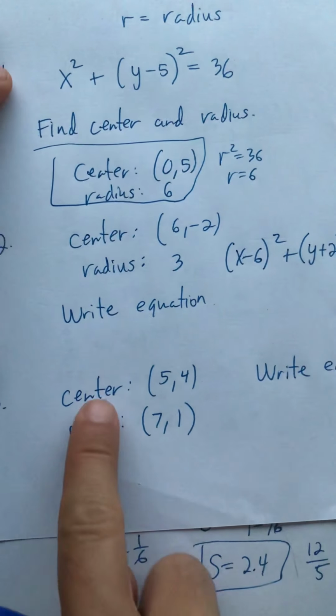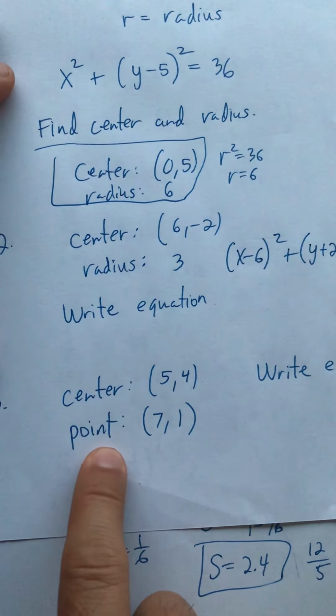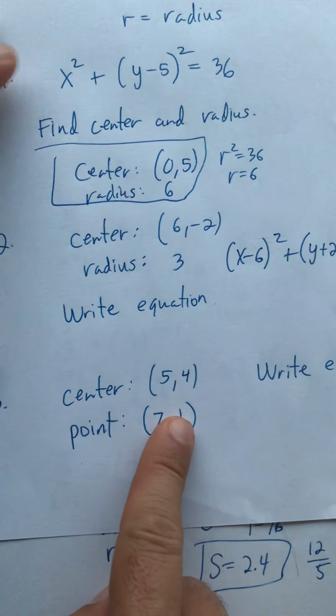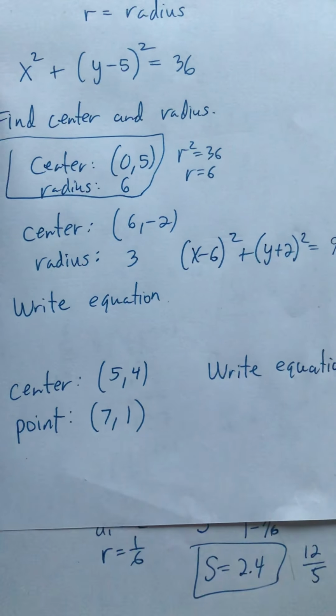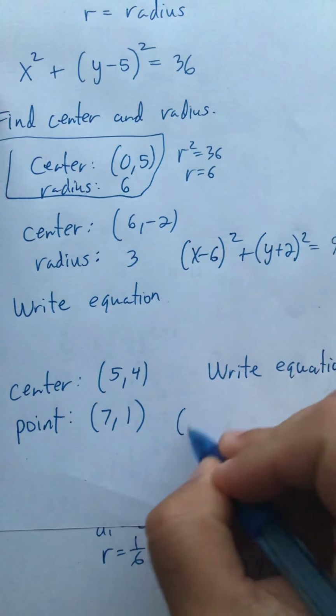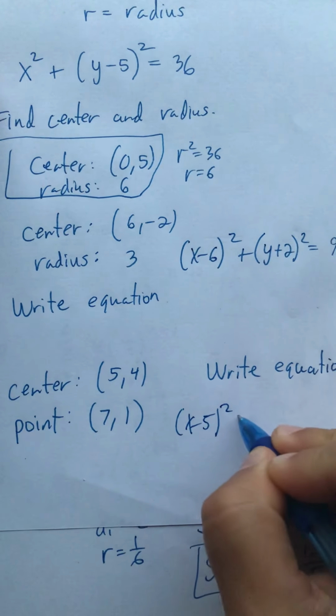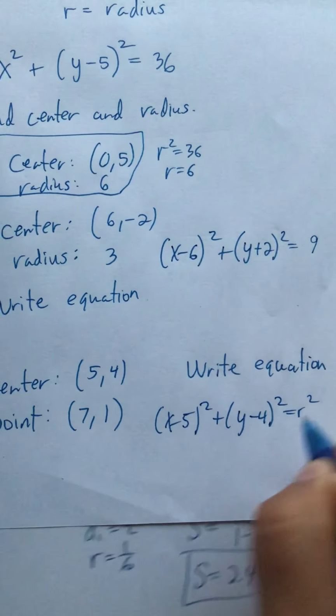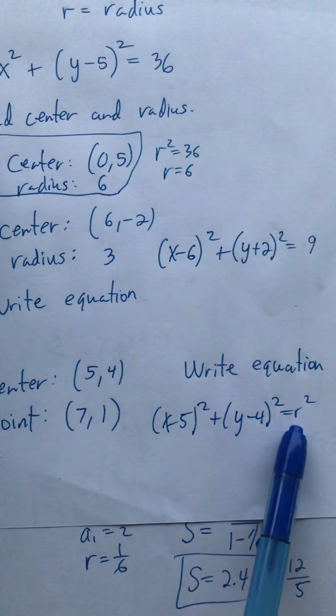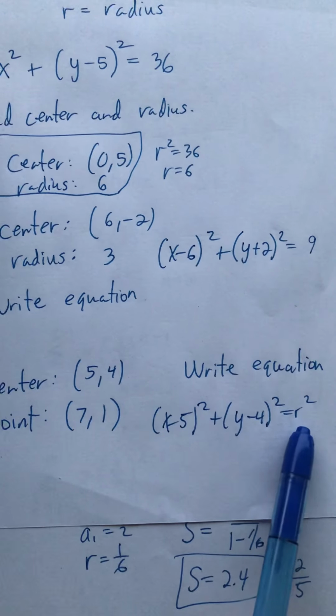Last example, I give you a center and a point on the circle, so I'm missing the radius. So I still want to write the equation. Well, the body would look like this. It would be (x - 5)² + (y - 4)² = r². If I knew the r, I could write the equation, but I don't know the radius.